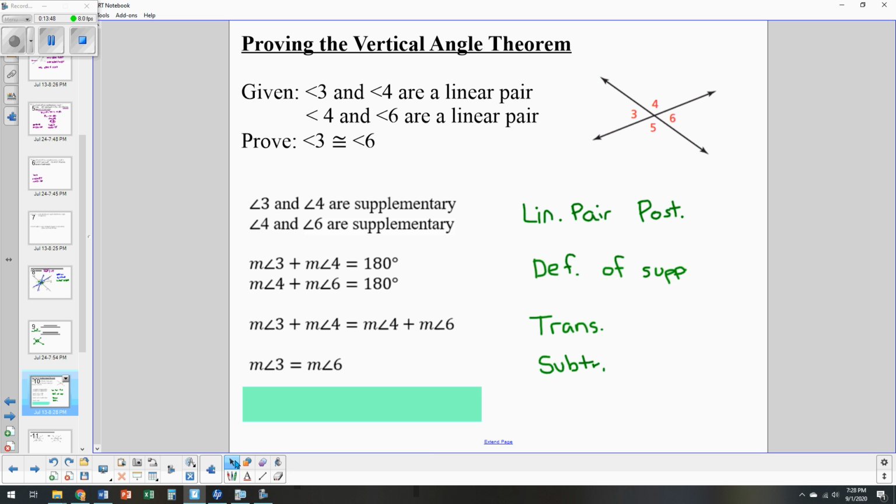And now the last step is they really wanted to say congruent, right? This says angle 3 is congruent to angle 6, and this says measure of angle 3 equals measure of angle 6. Those are sort of different things. So we're going to go ahead and convert that into congruence. That is because that is what it means to be congruent. Shapes that are congruent have the same measure. So that is the definition of congruence. You don't have to know how to do this right now. I just wanted to show you why the vertical angle theorem is true.